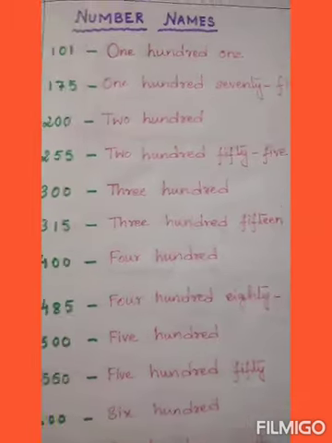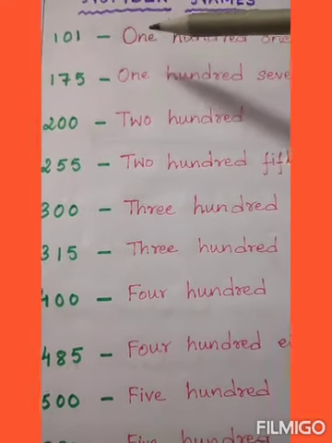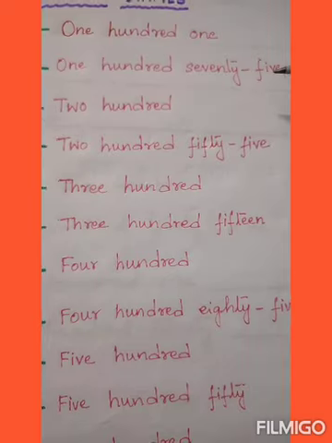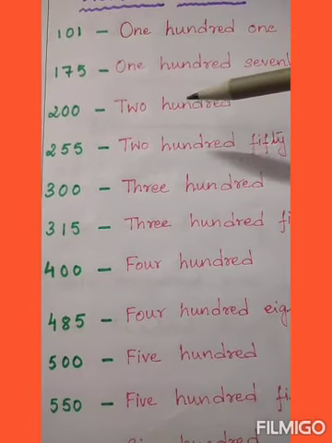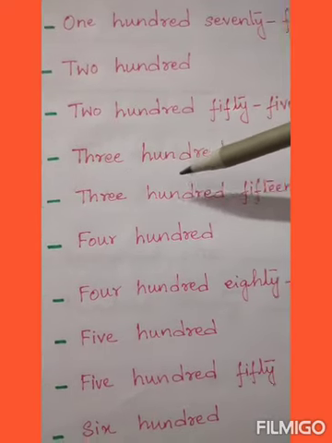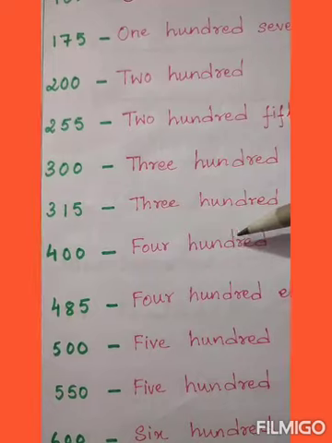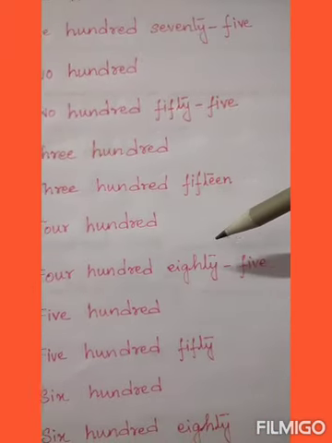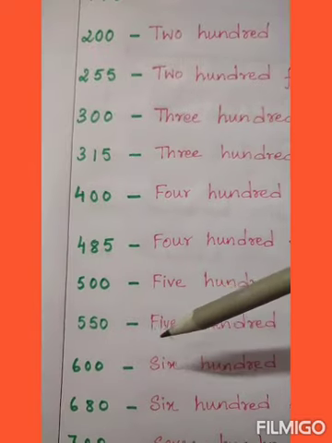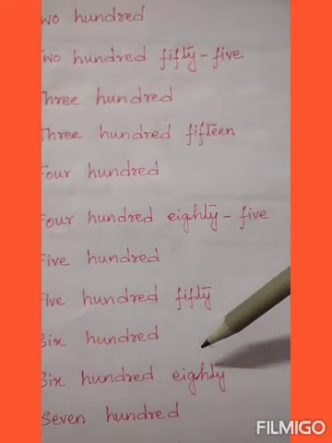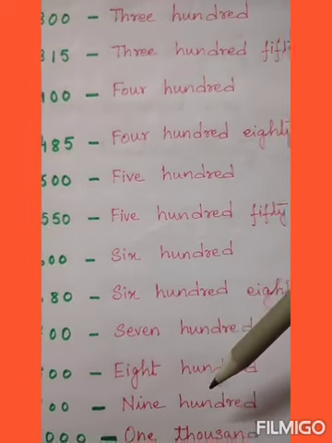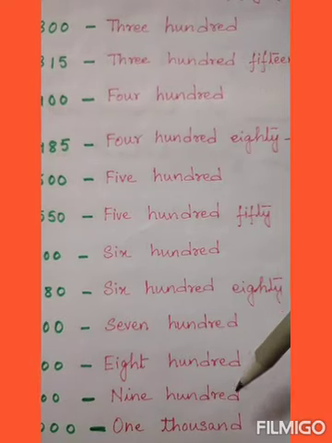Now let's read out the number names. 101, 175, 200, 255, 300, 315, 400, 485, 500, 550, 600, 680, 700, 800, 900, and 1000.